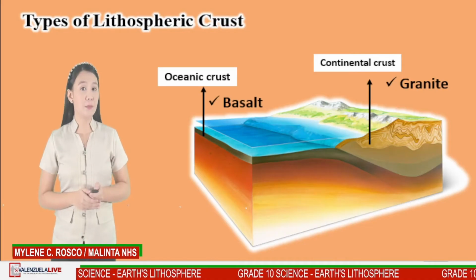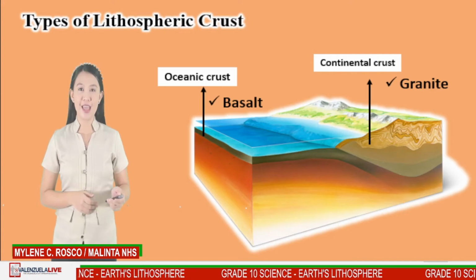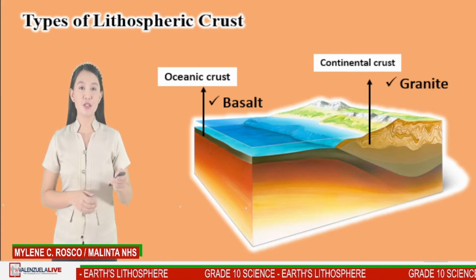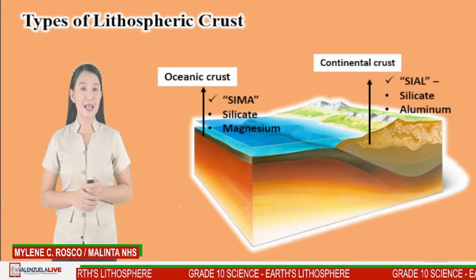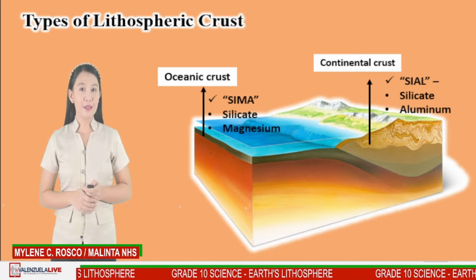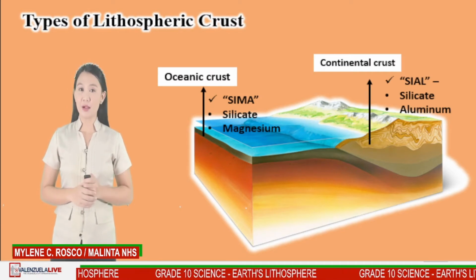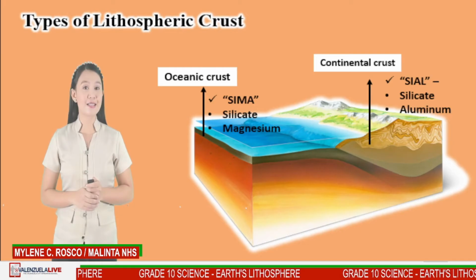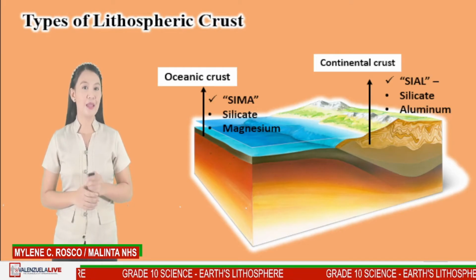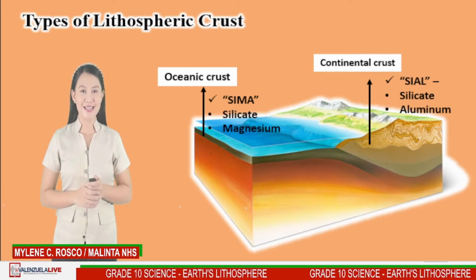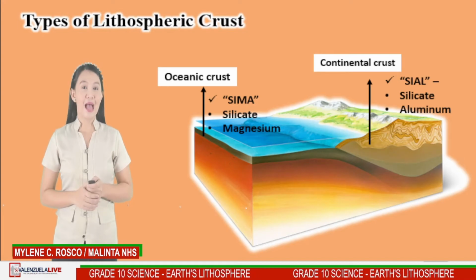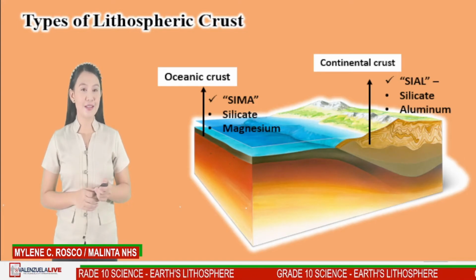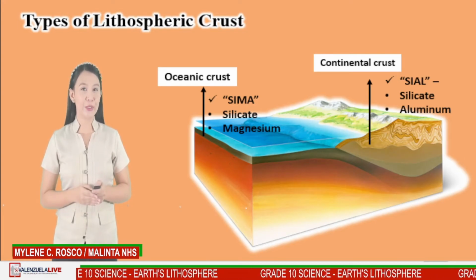Oceanic crust is abundant in silicate and magnesium. Geologists often call this sima, while the most abundant minerals in continental crust are silicate and aluminum, and it is often called sial. At this point of our discussion, let's have a short game.